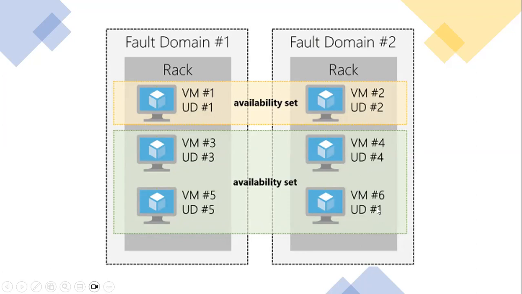Now I am having high availability because my application is running in VM1 and also VM2. So if VM1 goes for an update, then VM2 is available. Why is it available? Because it is in update domain 2. So until the machines in update domain 1 get updated, it will not touch update domain 2. Once update domain 1 gets updated, then it will go to update domain 2, and whatever machines fall in update domain 2, it will update those machines.